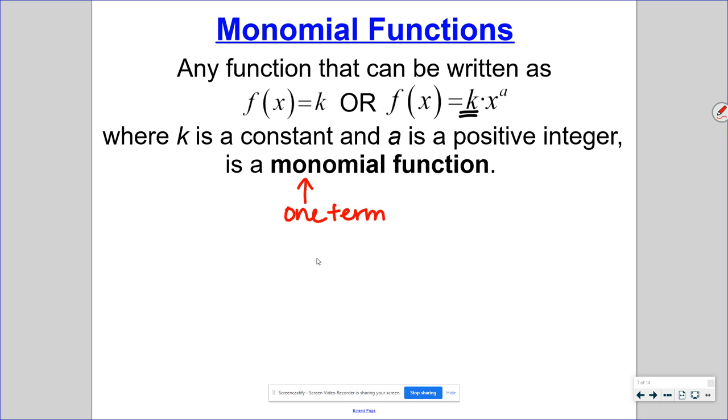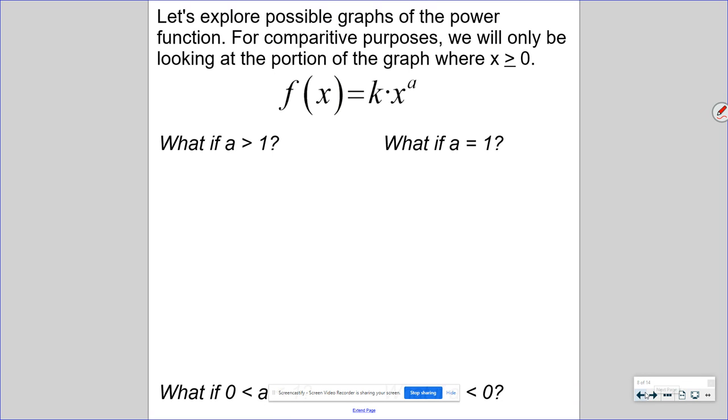So in a monomial function, you will still have the constant of variation called k, but we're being more specific with monomial functions in that we want a to be a positive integer, meaning a positive number that is also a counting number, aka not a fraction or a decimal.